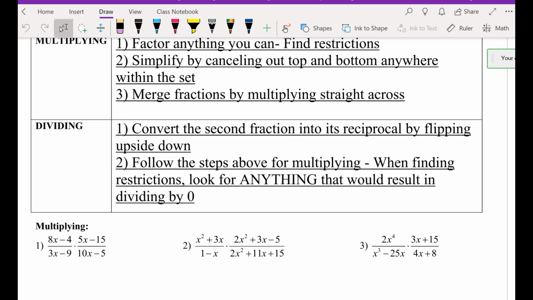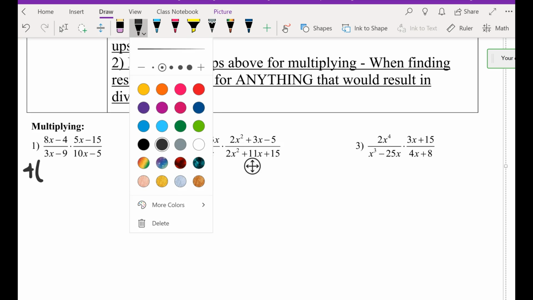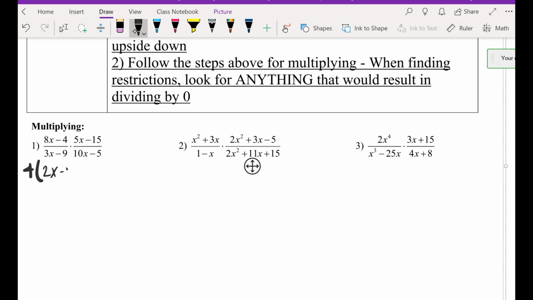So example 1, our instruction is to multiply. Guess what you do first? Factor. All right, let's factor the first fraction. 8x minus 4. How do you factor that if you can? Take out what? A 4. Good job. Take out a 4. What's left? 2x minus 1. Beautiful. 2x minus 1 on the denominator of that.